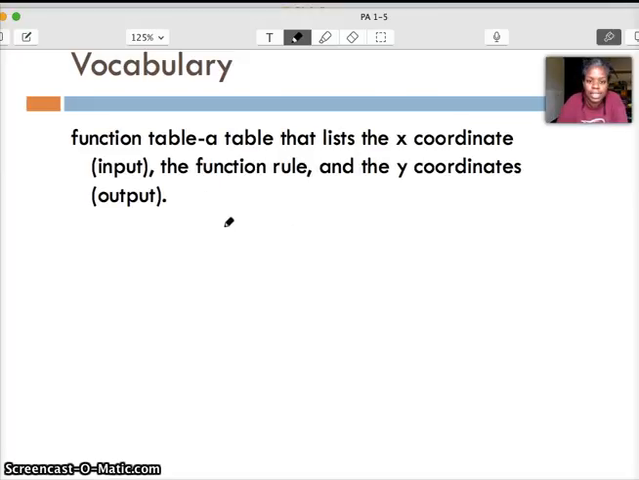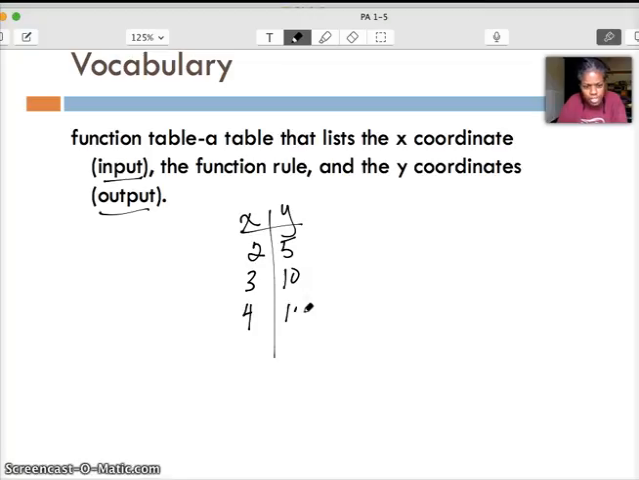A function table is a list of the x coordinates, the input, as I mentioned before, and the y coordinates, the output. So if I were to make a function table like this, x, y, this would be a function table if I had, I'm going to change it up again, 2, 5, 3, 10, 4, I don't know, 15. So what would the function rule be here? Well, we could figure out a rule here, but what I recognize is that this is a function table. This is a function. I see each member of the x, or of the domain, being listed here as x's with its corresponding y values.